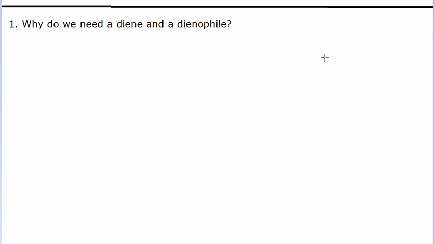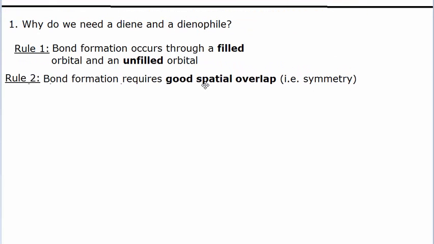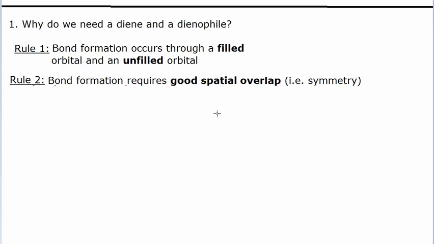Let's review a little bit of what you should know from taking a first semester organic chemistry. One rule is that whenever you have a bond formation event, that occurs when you have a filled orbital and an unfilled orbital. And the filled orbital is going to donate electron density into the unfilled orbital, and that's how you're going to get the formation of a bond. Remember, a bond is simply the combination of two orbitals. The second characteristic of a chemical bond is that it requires good spatial overlap of the orbitals that are involved.